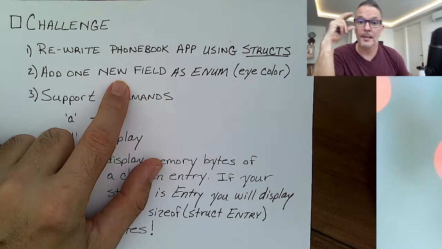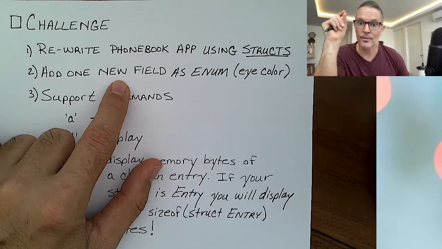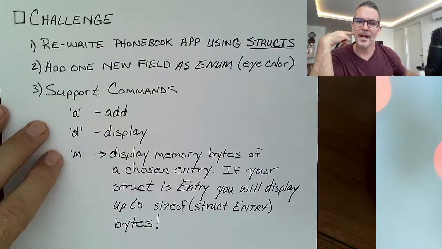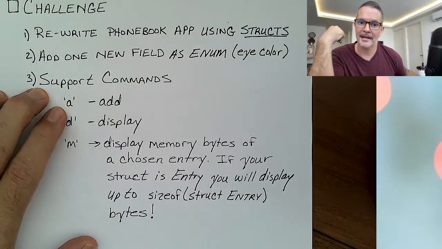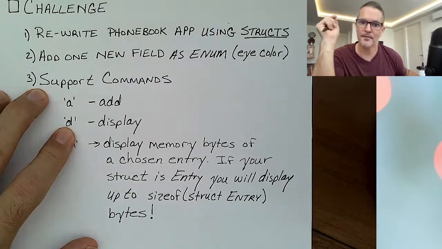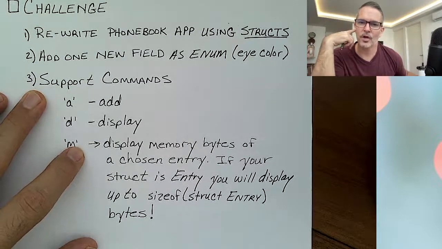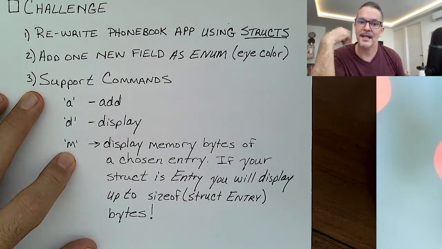As an example, maybe you're going to put the person's eye color into the phone book. And so we need an enum variable that will hold different eye colors. Blue, brown, green, black, whatever colors you want to support. So now I want our phone book, though, to have one extra command. We'll have the add command to add an entry, the display command to display everything in the phone book, and a last command that I want to call M. And what I want the M command to do is to display the bytes of memory in the structure.